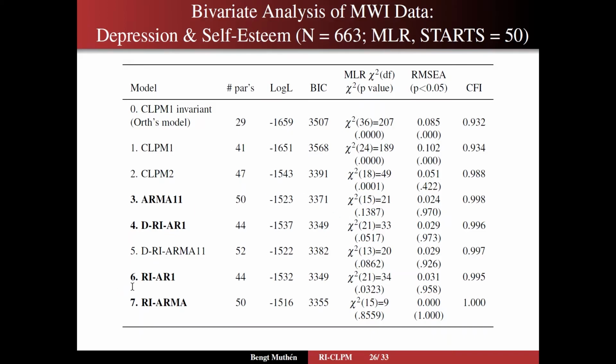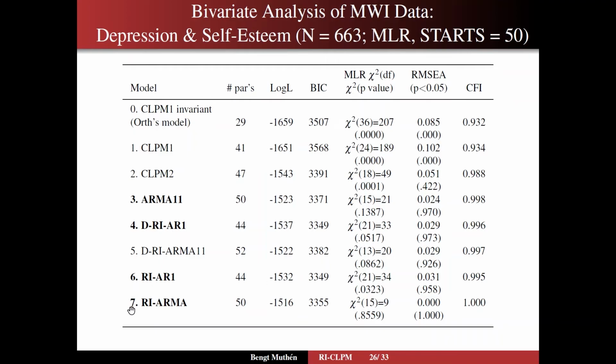Now turning to the non-dynamic models, we have our RI-AR1, which is the same thing as an RI-CLPM with lag 1, the standard RI-CLPM. And that one fits quite well. 21 degrees of freedom, 34, very similar to model 4, 21 with 33, basically indistinguishable models. So there you have a choice in terms of substantive theory. Which model is it that you think makes more sense from a substantive point of view? Statistically, they are essentially indistinguishable.